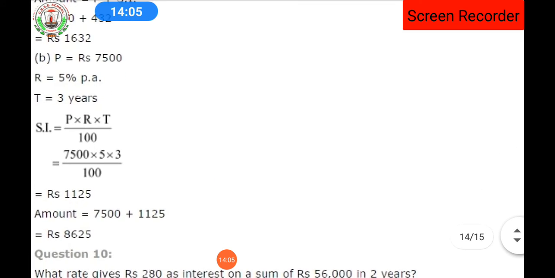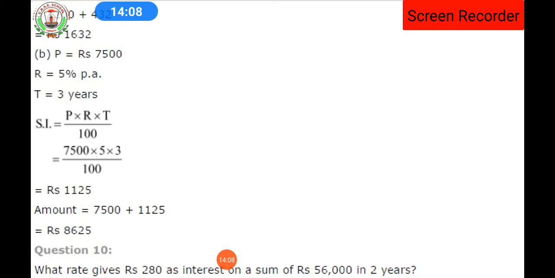In the same way we have to do the second part also. In the second part it is given principal as 7500. Rate is given as 5% per annum. Time is given as 3 years. So using the simple interest formula, P into R into T upon 100, where principal is 7500, rate is 5%, time is 3 years, solving this we will get the simple interest as rupees 1125.